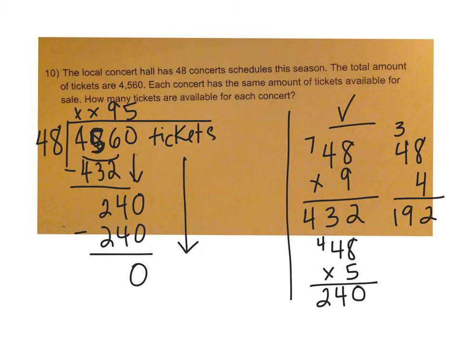So how many tickets are available for each concert? 95 tickets. Make sure that you're showing your answer with some words, because when we are working on a word problem, our answers also need to be in words.